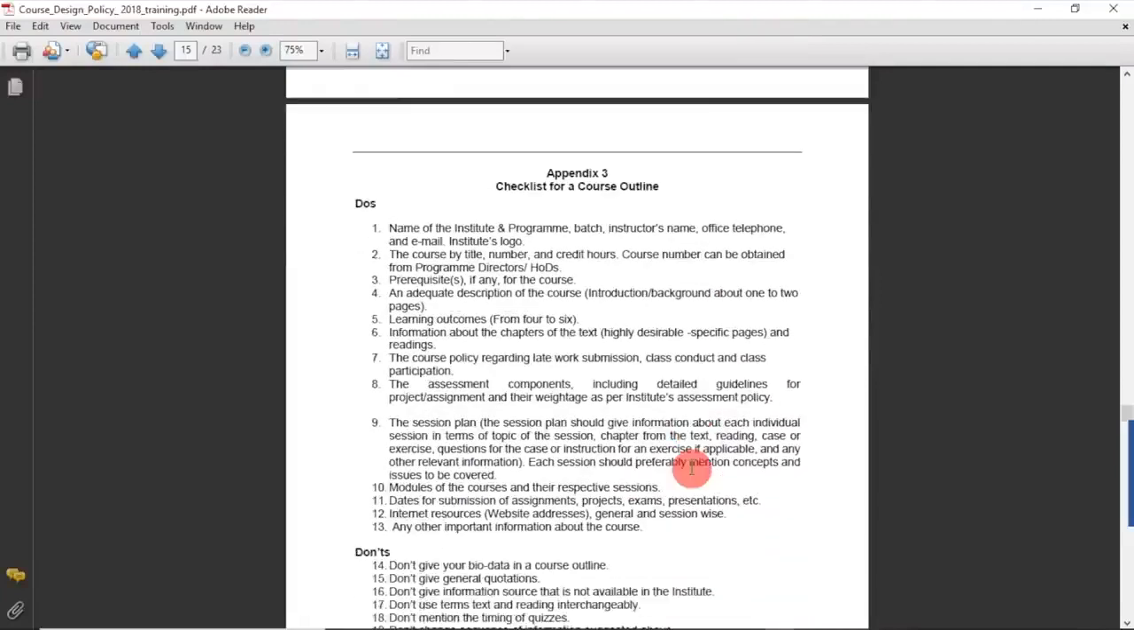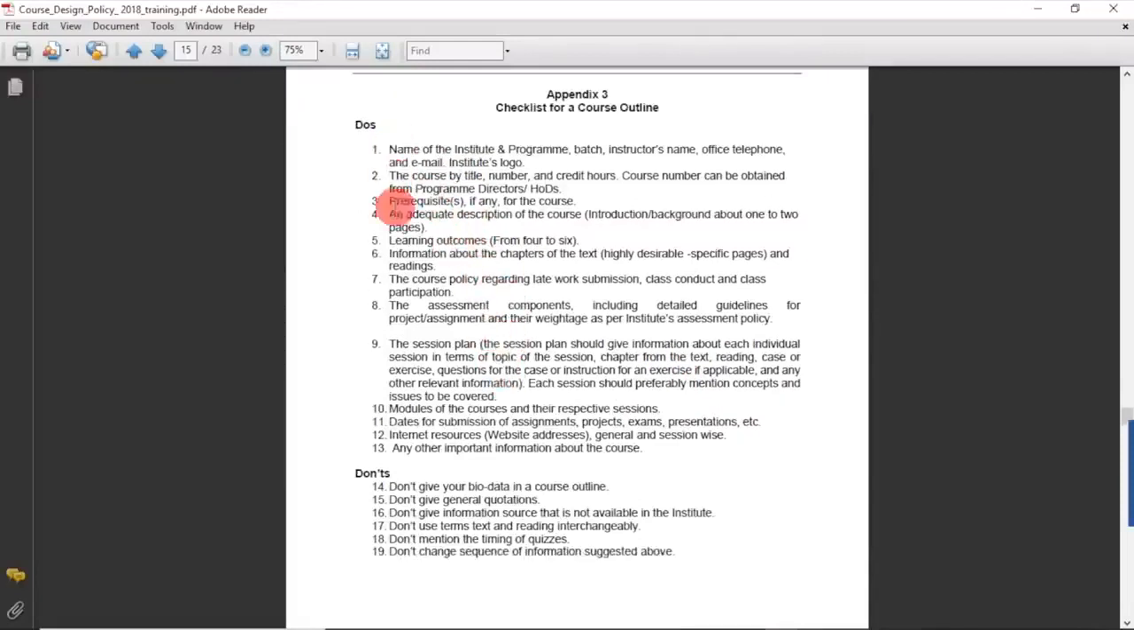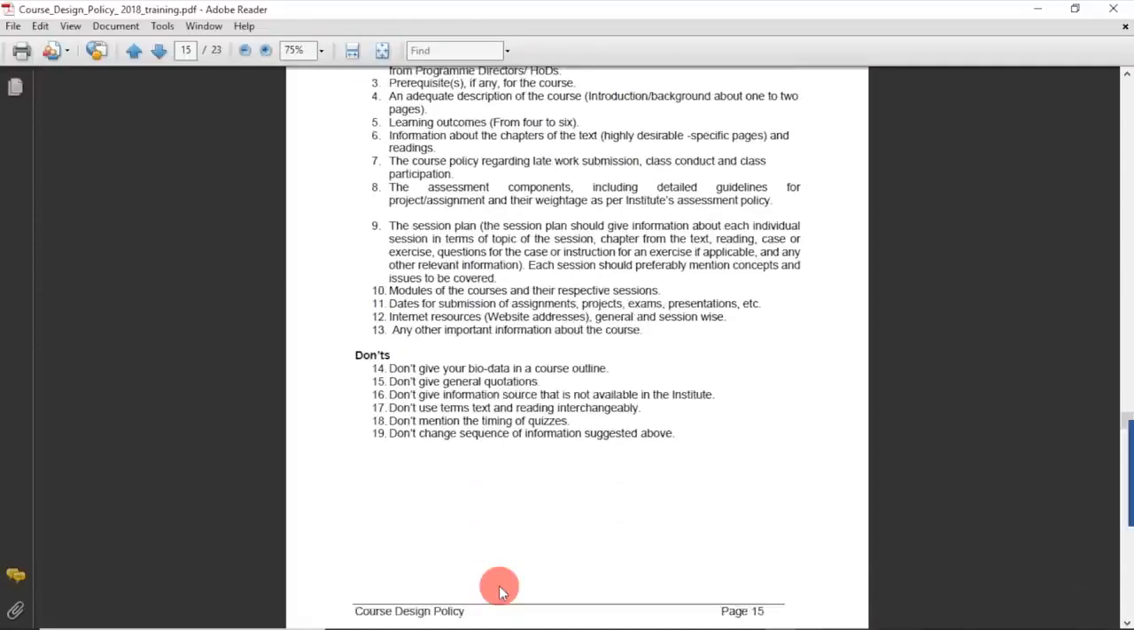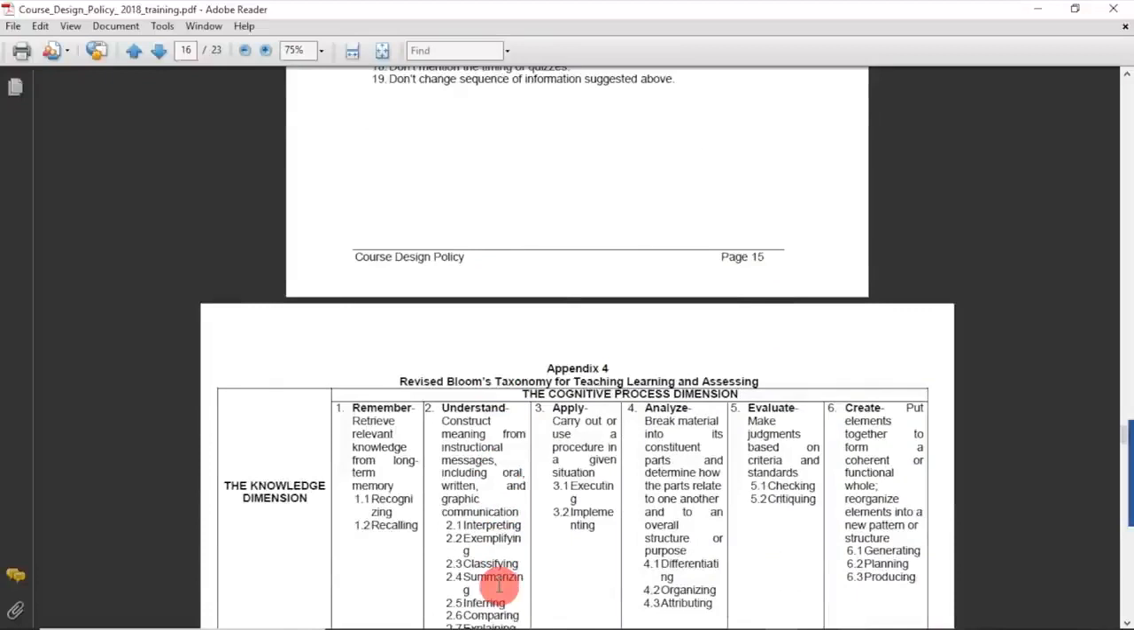Now see this. This is a checklist for a course outline. So you must take care of what all things have to be put in as far as the course outline is concerned. So what are the do's and what are the don'ts? This is what you are going to look for when you are going to develop the course outline. So my suggestion to you is, I'm going to share this whole document with the coordinators. You request them to share this document via email or any other medium which is being used by the coordinators to reach you, and then you can go through this document in detail.